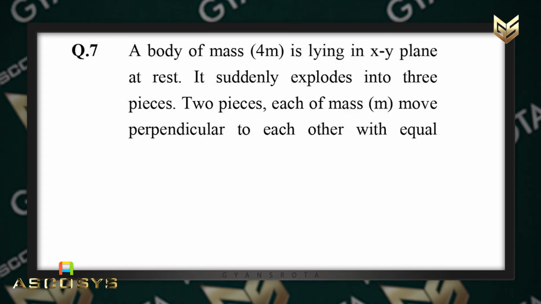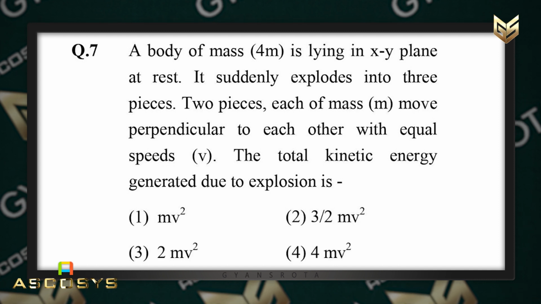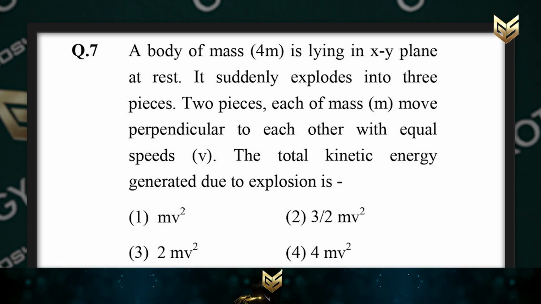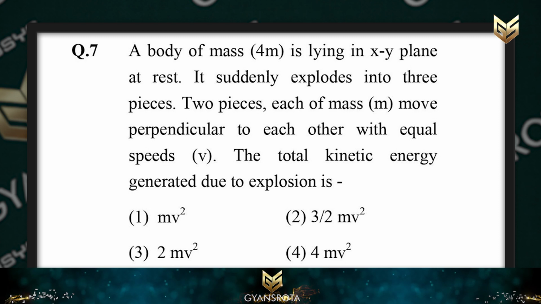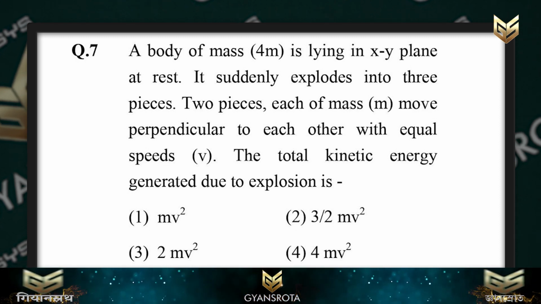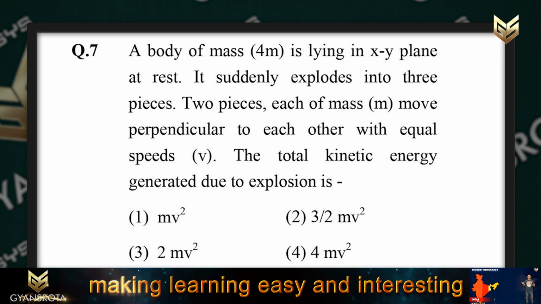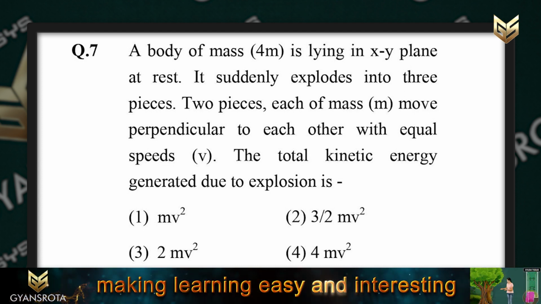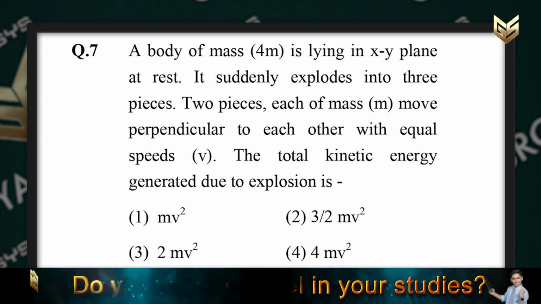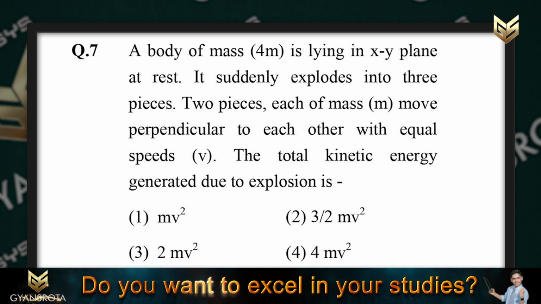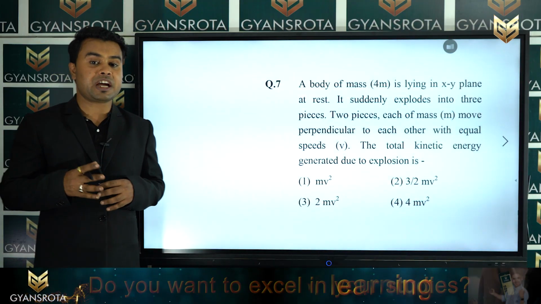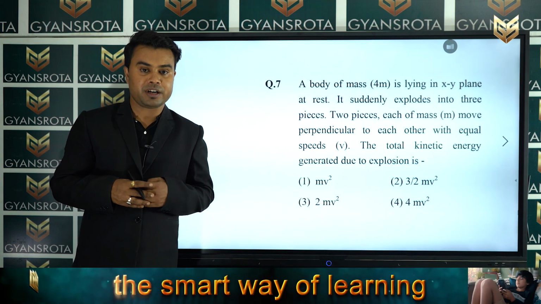A body of mass 4m is lying in the xy plane at rest. It suddenly explodes into 3 pieces. 2 pieces each of mass m move perpendicular to each other with equal speed. So the kinetic energy will be equal, but the total kinetic energy generated due to the explosion. So now the third part, how much kinetic energy it had, we need to find out.